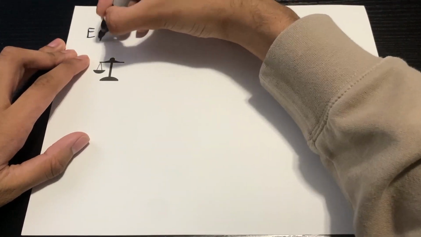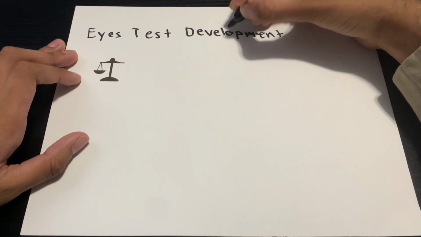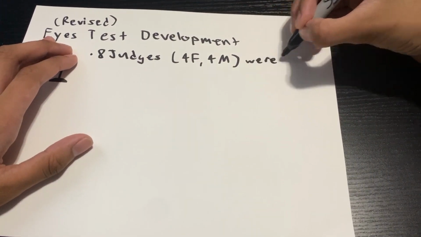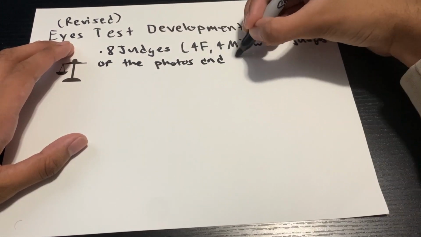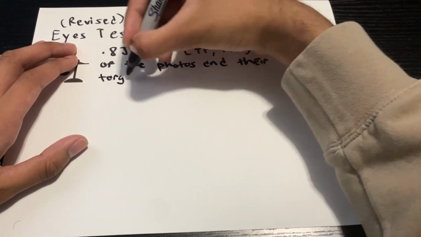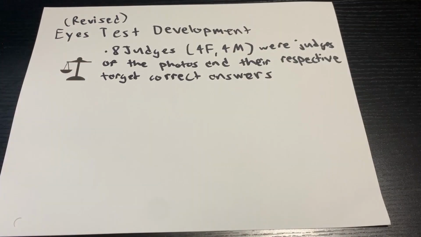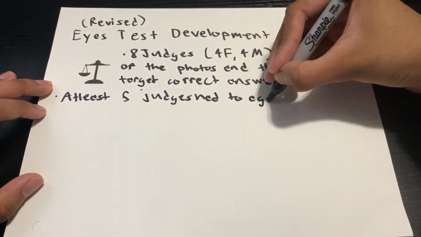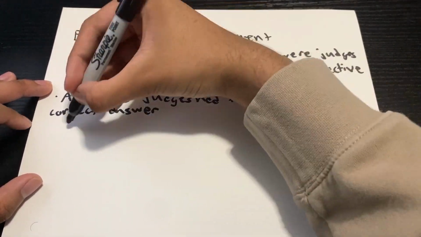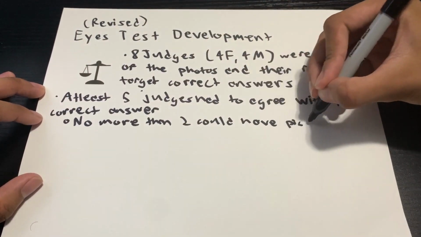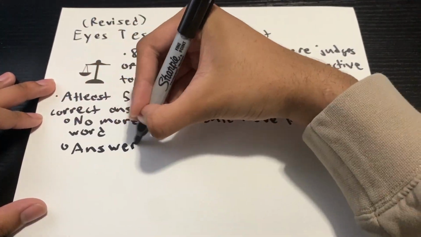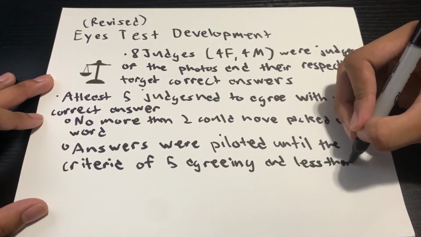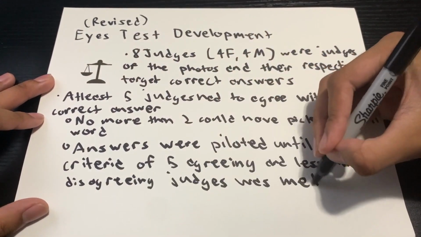The development of the revised AICE test was important as it helped to ensure increased reliability and validity. There were 8 judges consisting of 4 female and 4 male on the piloting of the test, and they were asked to judge the photos and their respective target correct answers. At least 5 judges had to agree with the correct answer. No more than 2 could have picked a foil question, and the answers were piloted over and over again until this criteria was met to ensure that the answers were as accurate as possible.